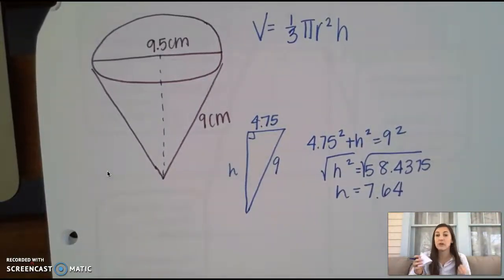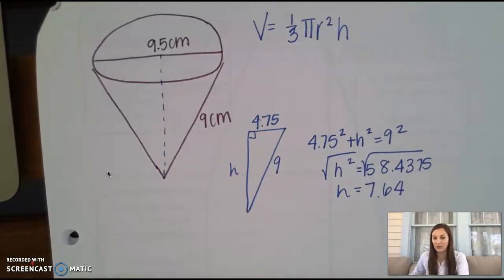So for your assessment this week, you guys are going to be measuring different objects. You will need to find slant height. So you'll measure the slant height and then use the Pythagorean theorem to find your height.